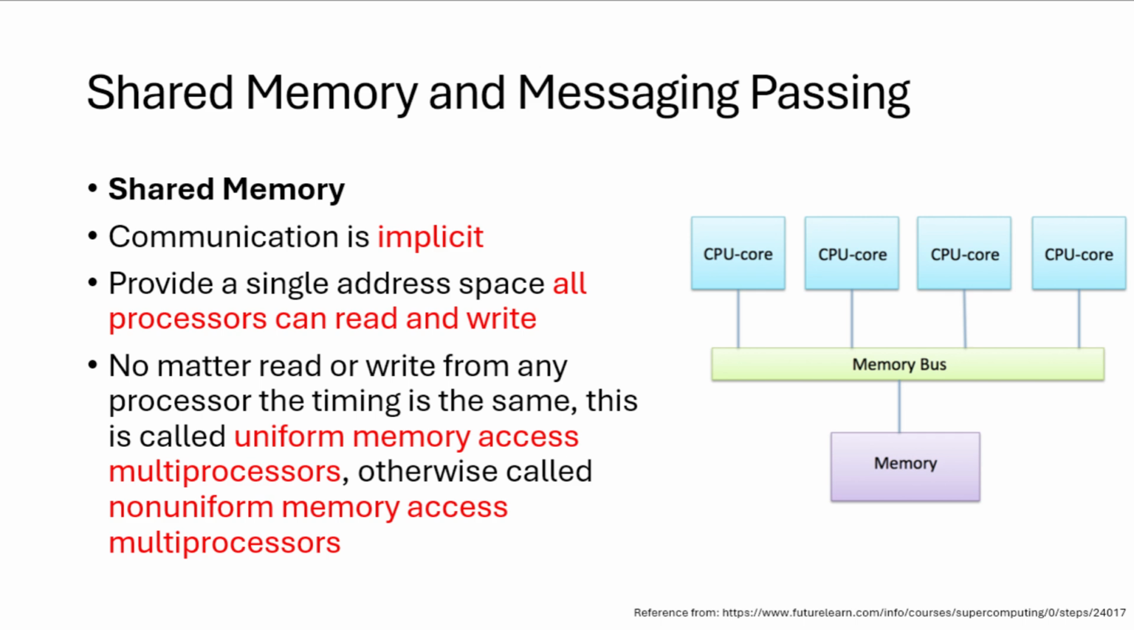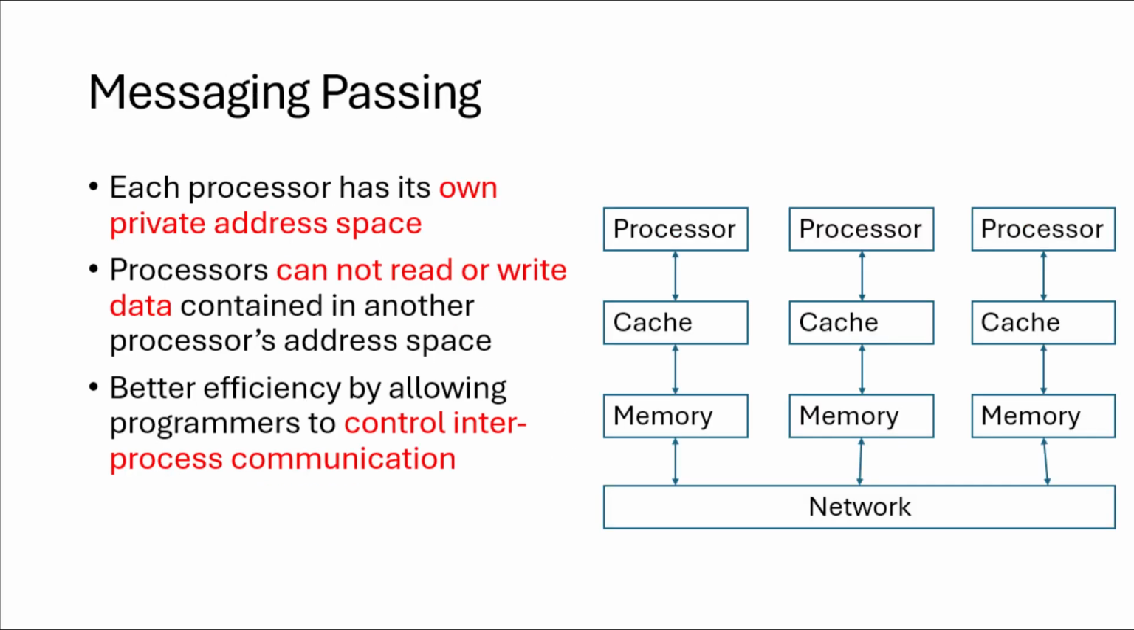And then is message passing. In message passing multiprocessors, each processor has its own private address space. The processors share data by sending and receiving messages. And a processor cannot read or write data contained in another processor's address space, because they can only read and write their own address space.